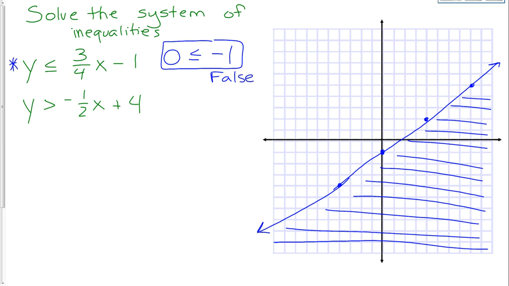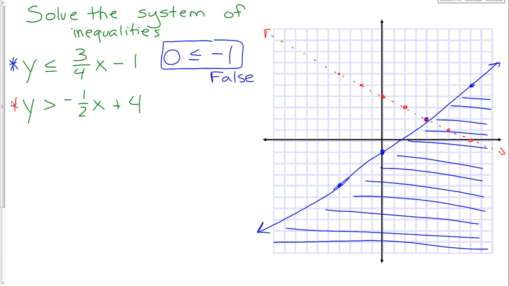Now I'm going to graph the second one. I'm going to graph this one in red. So we're going to start at a +4. We're going to go down 1 and right 2. And then we also go the opposite direction. Here we've got just greater than, so we're going to have a dotted line. Once again, we want to take that dotted line all the way across the graph.